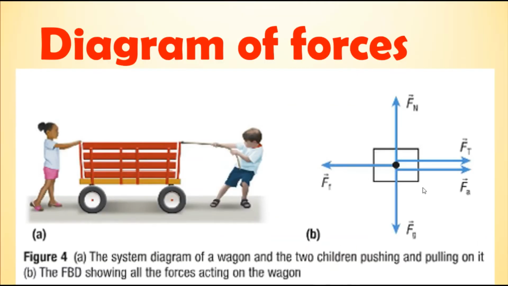Now let's go to the diagram of forces. Here we can see a simple picture, a trolley that is being pulled by a boy, and the girl is also helping in pushing. So we can see here that there are 5 forces acting on this object. We have the force of gravity, the friction force, the normal force, and the 2 forces going to the right. One force for the girl and another for the boy.